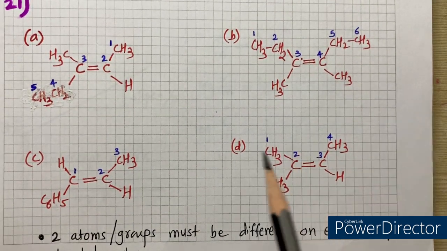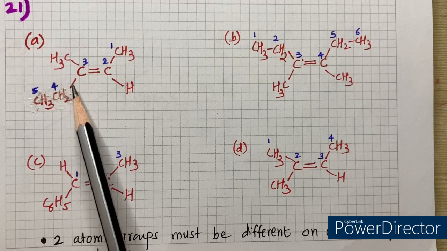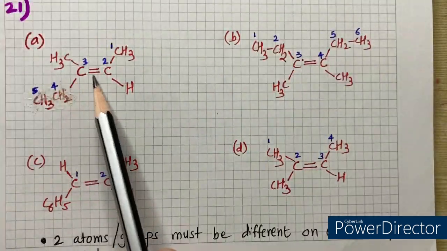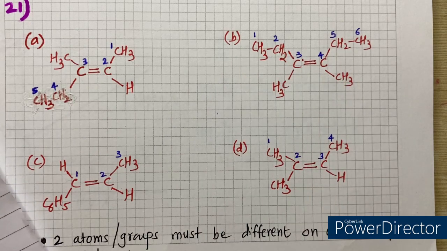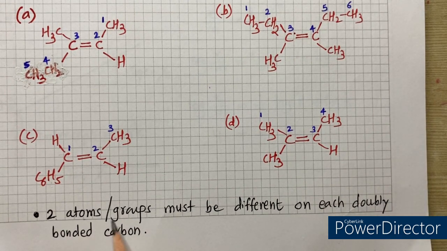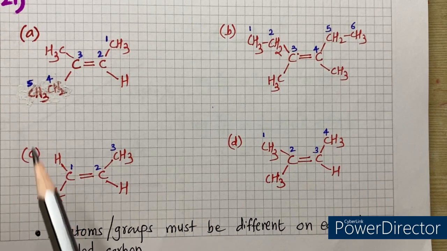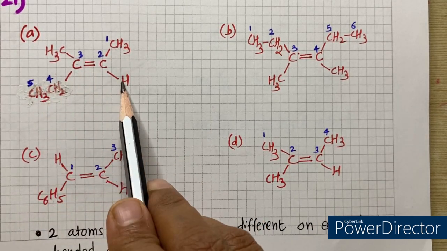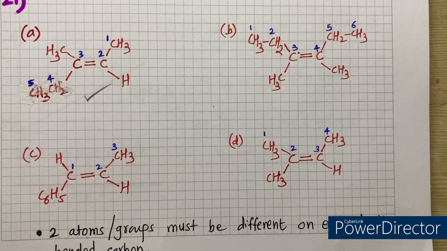Okay, these are the structures of options A, B, C, D. 3-methyl-pentene, like this. Now remember one sentence: two atoms or groups must be different on each doubly bonded carbon. See the doubly bonded carbon here, these two. Now two different groups, yes, different. Therefore, it shows geometrical isomerism.